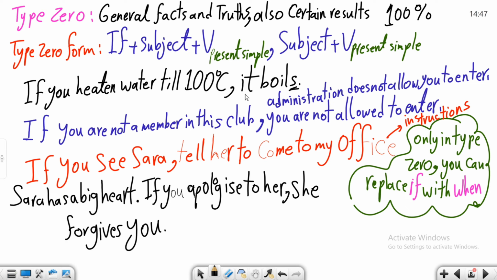In the other example, example number 2, if you are not a member in this club.